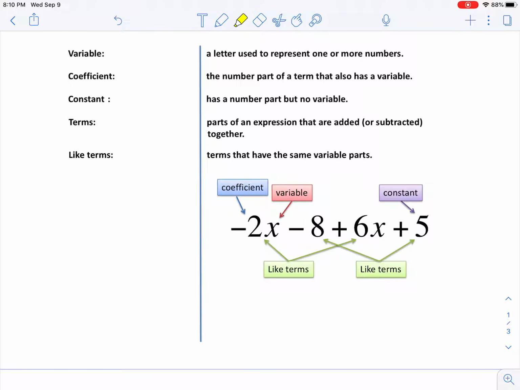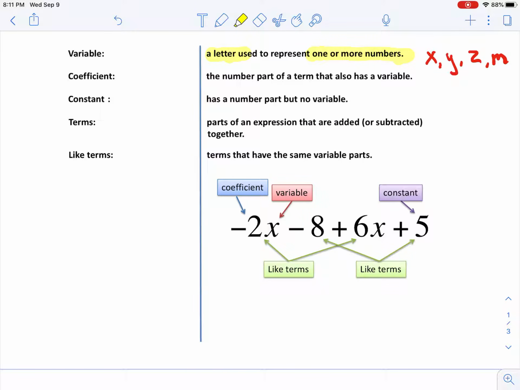A variable is a letter used to represent one or more numbers. Oftentimes this letter could be X, sometimes it's Y, Z of course, but it could really be any letter. So maybe M.